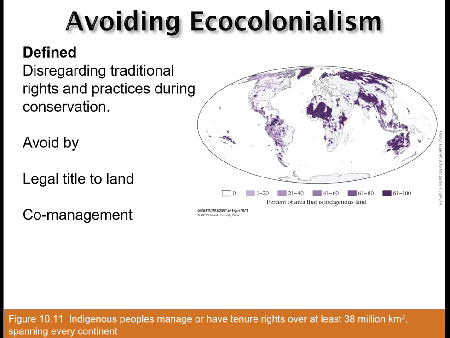One is giving legal title to land. In this graph or image, we have a percent of area that is indigenous lands, and so indigenous people can manage or have tenure rights over a lot of land, spanning most of these continents. This shows percentages where there is legal title to the land, and you see that some areas have quite a bit: Africa, even parts of Russia and Australia. The U.S. doesn't have very much other than in a few particular areas.